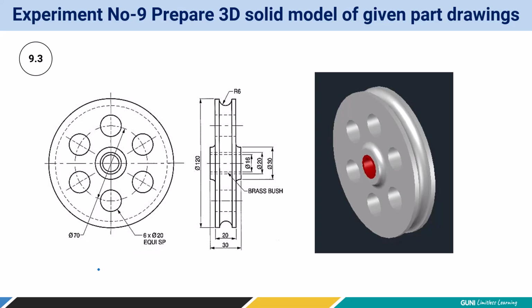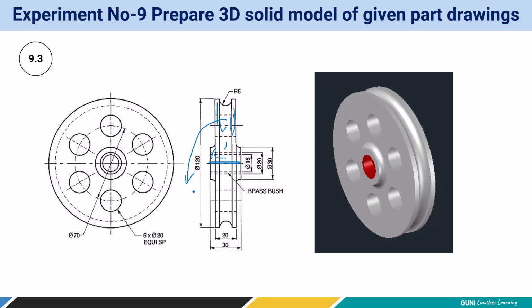In this exercise 9.3, we are going to build a wheel. Now here we have to use Revolve command. For that we require a sketch around the center axis. So this area will be our basic sketch which will revolve around this axis. So student, you need to pay very close attention while making this exercise.